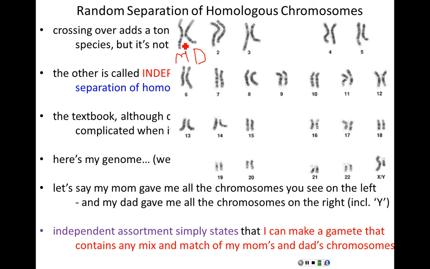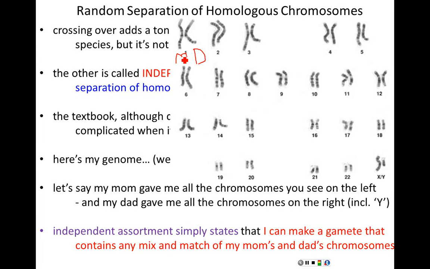So there's a gamete out there of mine that has only my mother's chromosomes in it. That gamete got my mom's chromosome number 1, my mom's chromosome number 2, my mom's chromosome number 3, my mom's chromosome number 4, and so on. There's a gamete out there that got my dad's chromosome number 1, my dad's chromosome number 2, number 3, number 4, and so on. That's perfectly fine. Doesn't break any rules.